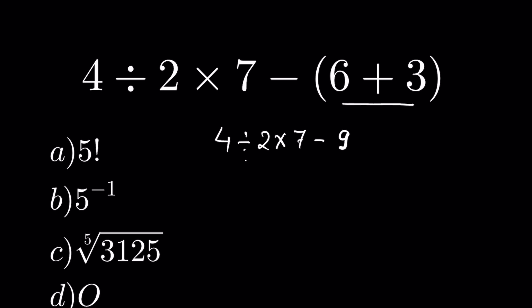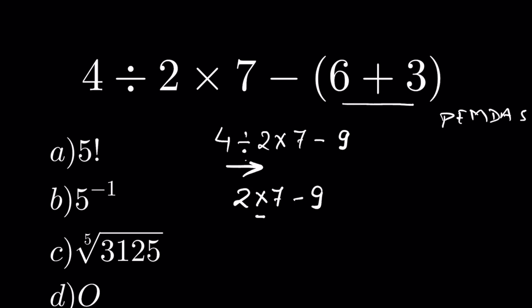We cannot do subtraction before division or multiplication. Now we will do the left to right rule. So even if you follow PEMDAS, you see, now you have to choose between division and multiplication. So you choose from left to right. So 4 divided by 2 will be 2. Then times 7 minus 9.